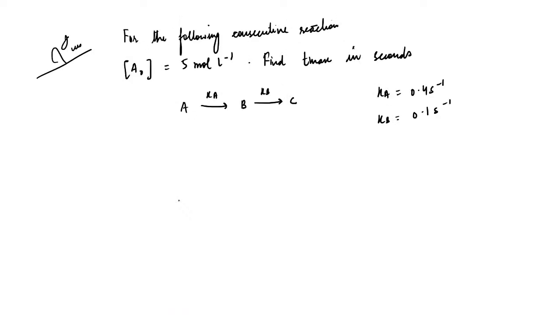For the following consecutive reaction, A naught is 5 mole per liter. Find T max in seconds. Okay, you have to find T max in seconds. Ka is 0.4 second inverse and Kb is 0.1 second inverse.